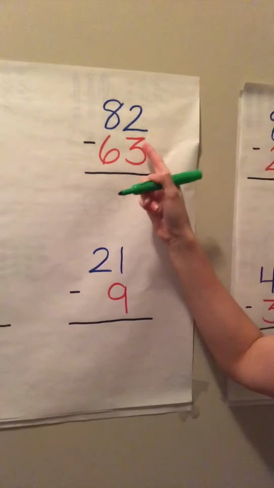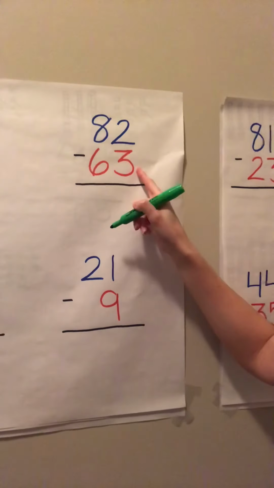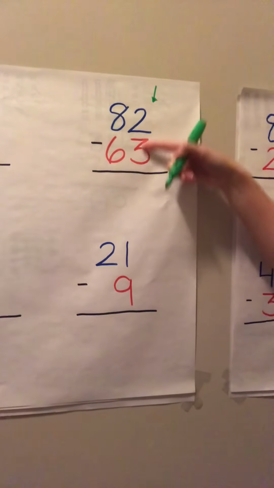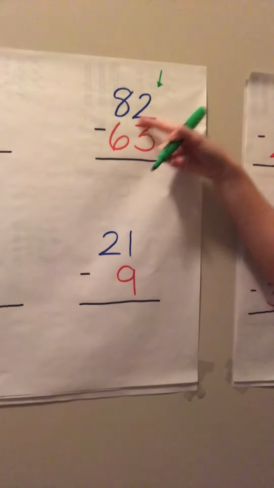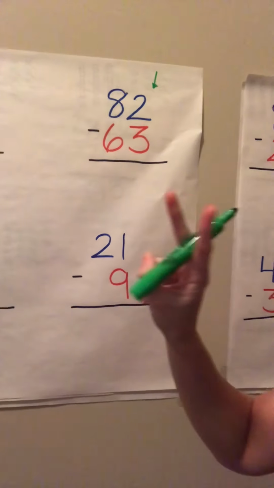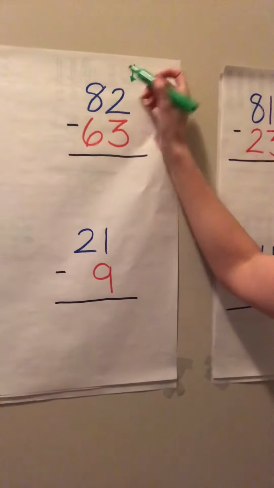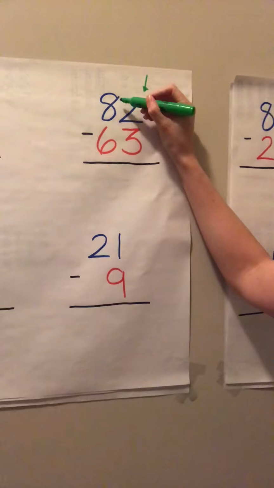Now we're going to try this one. We have 82 minus 63. Again, we always start with our ones place when we're adding or subtracting. So I have 2 minus 3. If I have 2, can I take 3 away? No. So now I need to go next to my tens and take a 10.